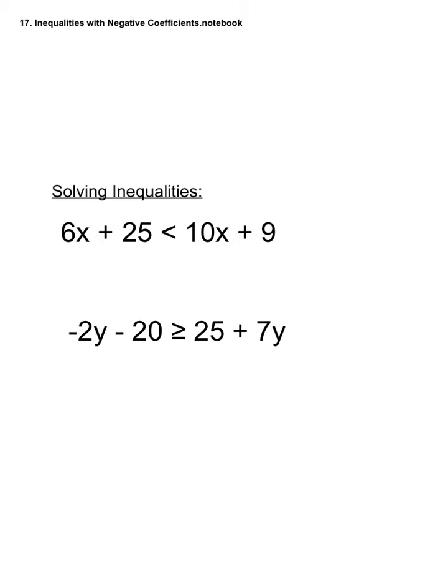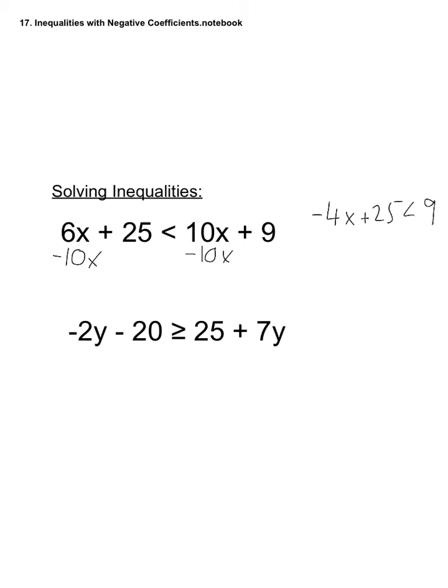In the first place, we're going to solve this exactly the same as we solved our normal inequalities in the last video. I'm going to take off 10x on both sides. I'm going to take off 10x on this side as well, just to keep my inequality balanced. So I end up with negative 4x plus 25, and that is less than 9.